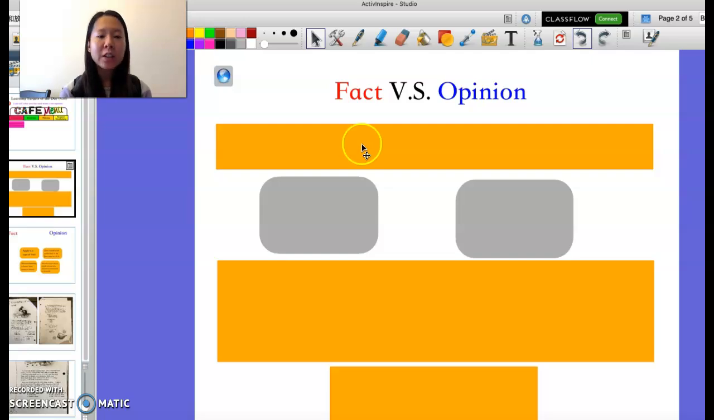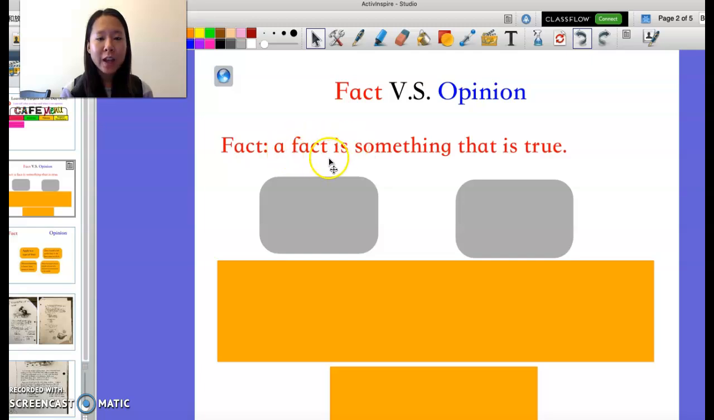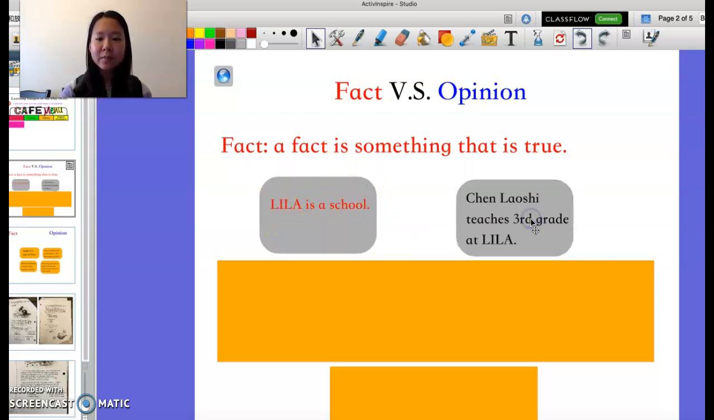Yep, you are correct. A fact is something that is true. So for example, an apple is a type of fruit. That is a fact. Lila is a school. That is also a fact. I have two examples here for you. So like this, Lila is a school. So that is a fact.